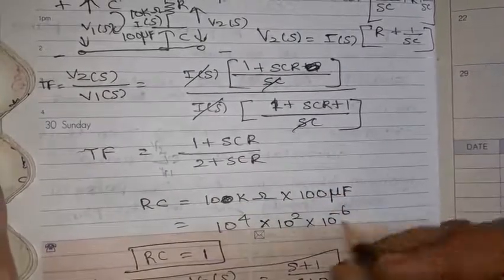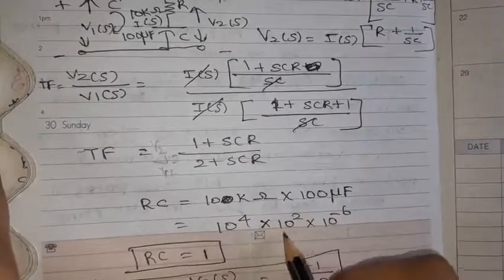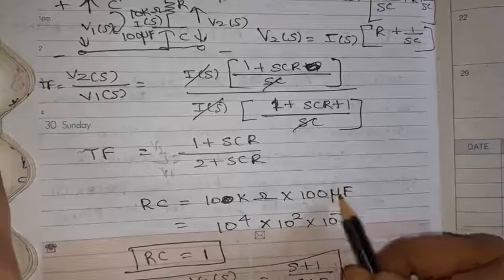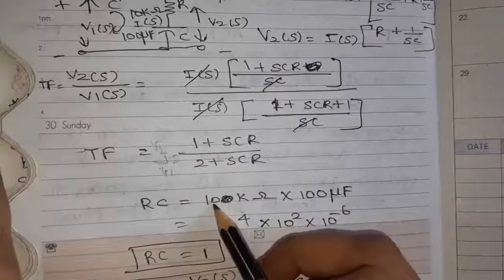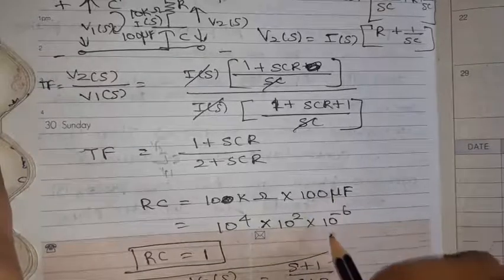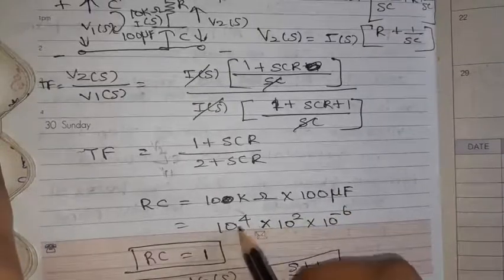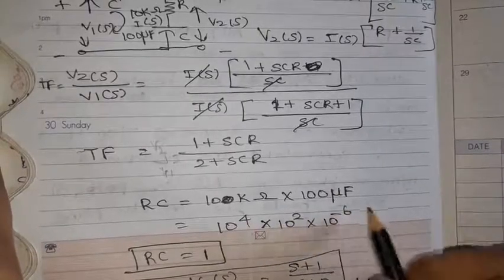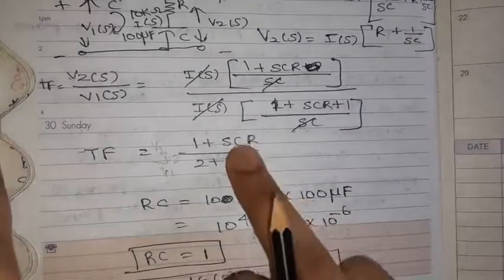Here, 10 kilo ohm is 10 power 4, 100 is 10 squared, and microfarad, we can take it as 10 power minus 6. So adding the powers, 4 plus 2 is 6, 6 minus 6 is 0. 10 power 0 is nothing but 1. So, RC value is 1.